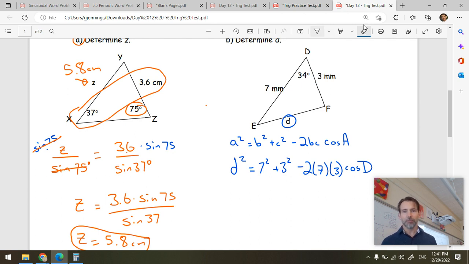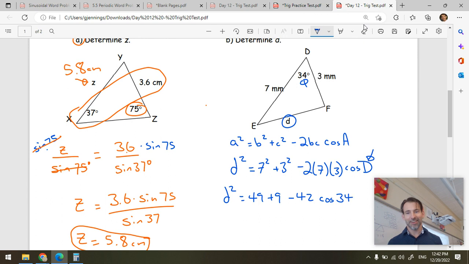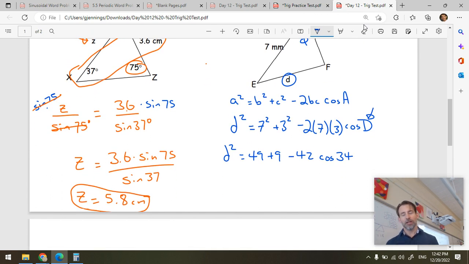All right, so now we can plug and chug all this. D squared is equal to 49 plus 9, because those are 7 squared and 3 squared. Let's cross our 7s for consistency. Minus 2 times 7 times 3. Well, that's 42 times cosine of, I forgot to sub it in there. I'll sub it in here. 34. It's one of my favorite numbers, 34. All right, I like this problem. Who made this problem? Wasn't me. Okay, 49 plus 9 happens to be 58.